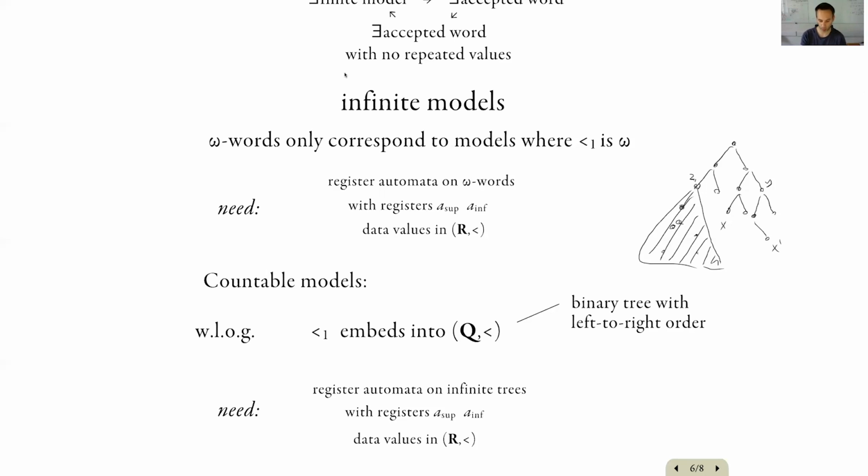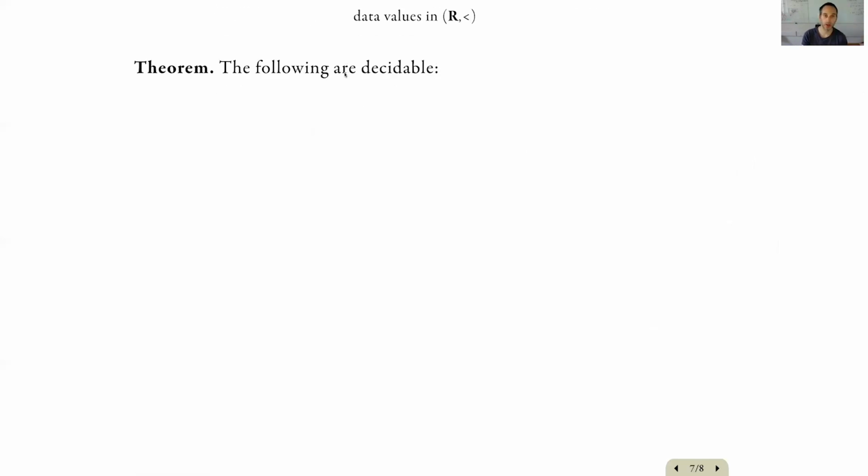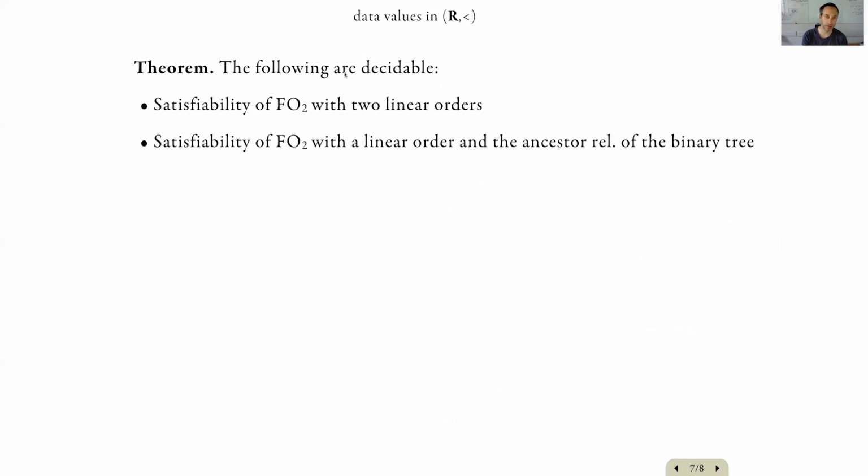So this way, we get the following results: that the following problems are decidable. This is the problem that I just stated. But actually, the method gives us more, because instead of having two linear orders, we can say that the other order is the ancestor relation of the complete binary tree. Extending the observation of Rabin, we can observe that any tree order embeds in a way into the binary tree.